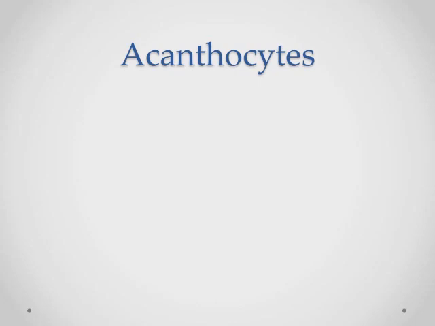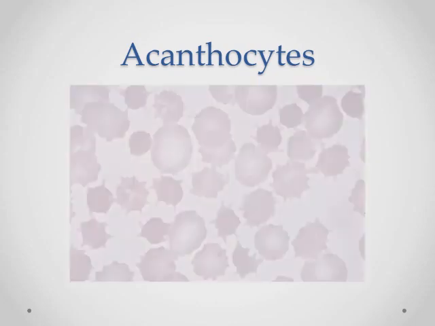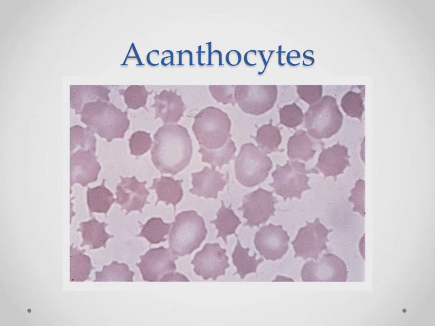Well, another cell which is called acanthocytes. What are acanthocytes? They are red blood cells with peripheral projections. We can see acanthocytes in liver disease and sometimes in post-splenectomy.